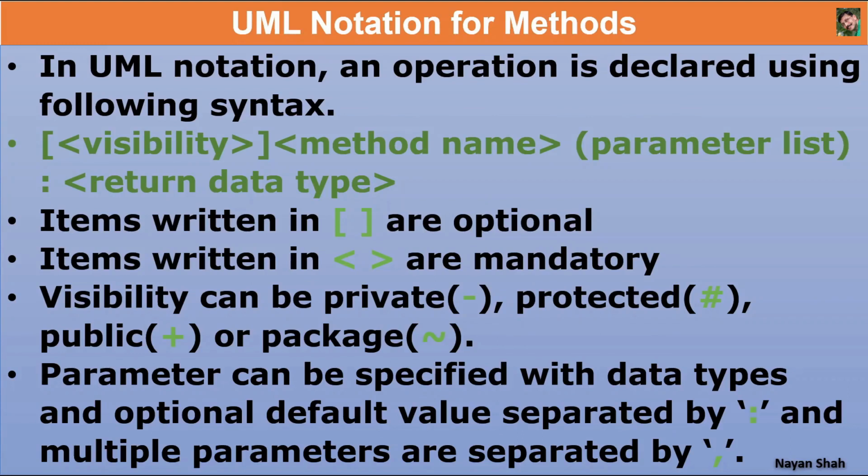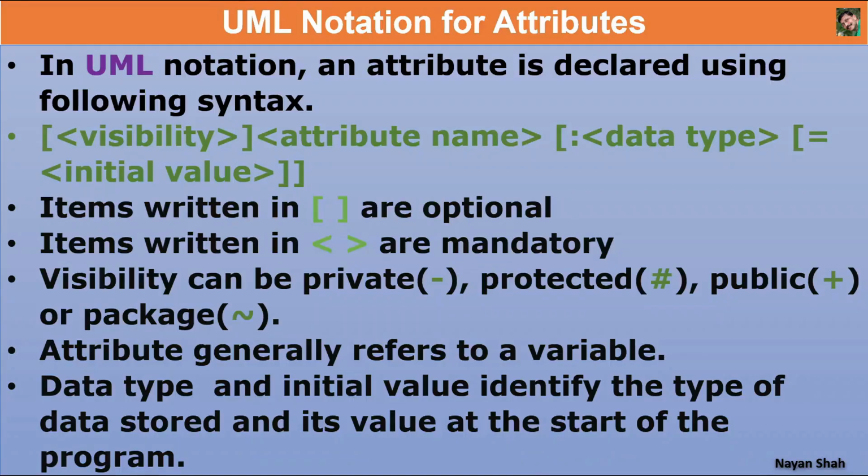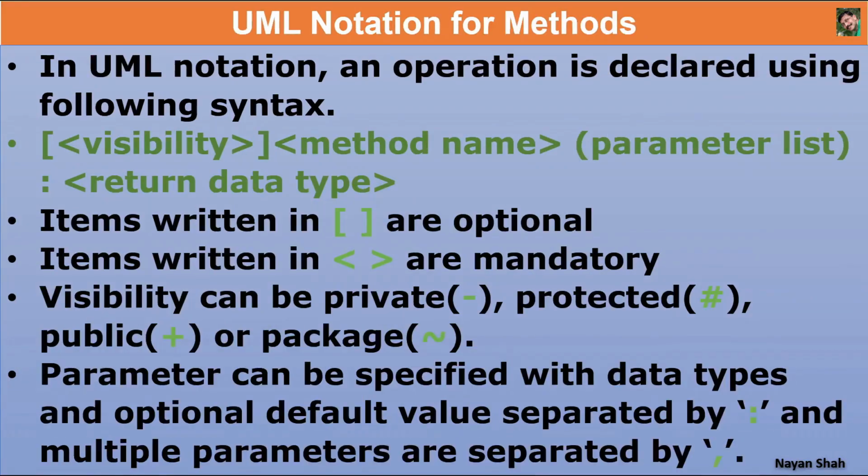Next is the UML notation for methods. You know that a class is made up of three things: the name of the class, attributes of the class, and behavior of the class. So that was the UML notation for attributes, and now the UML notation for behavior, or method, or function. Whatever we say, it is the same. In UML notation, an operation, a function or method is declared using the following syntax. Again, here you see visibility, method name, parameter list, and return data type.